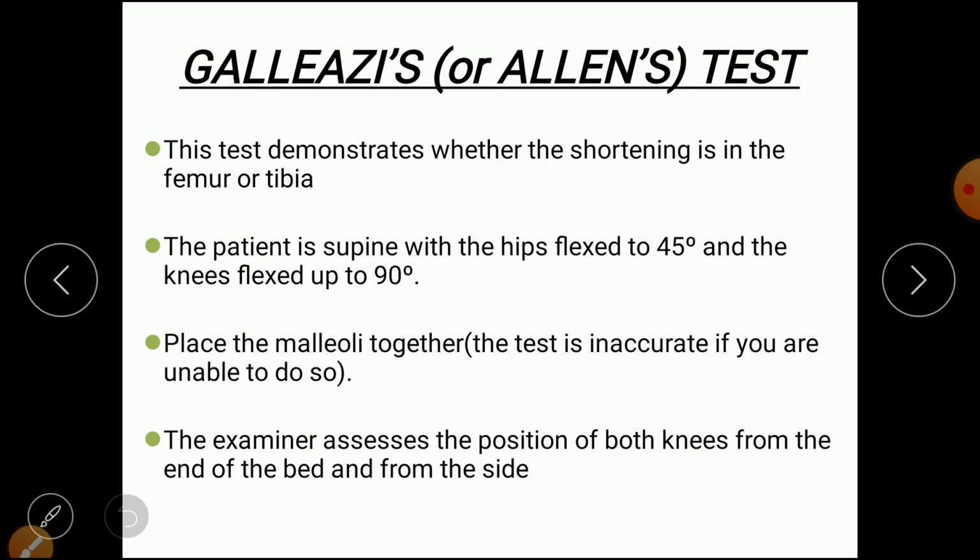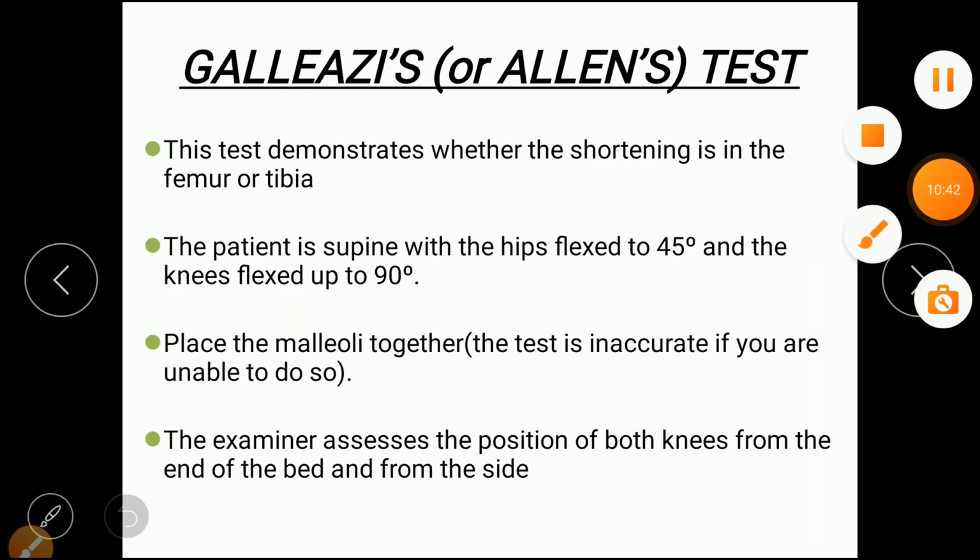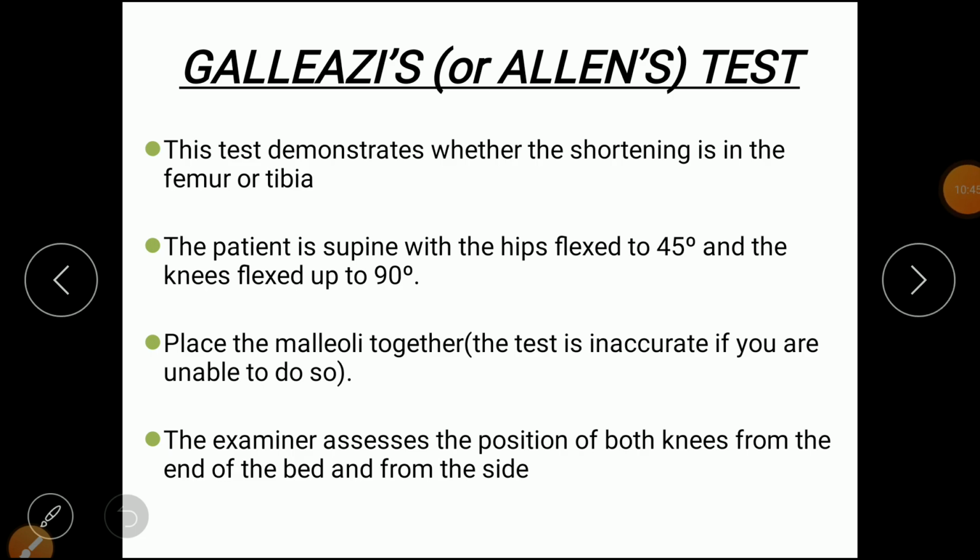This test demonstrates whether the shortening is in the femur or tibia, that is, whether the discrepancy is due to the tibia or the femur. The patient is supine with the hip flexed to 45 degrees and the knee to 90 degrees. Place the malleoli together. The test is inaccurate if you are unable to do so.